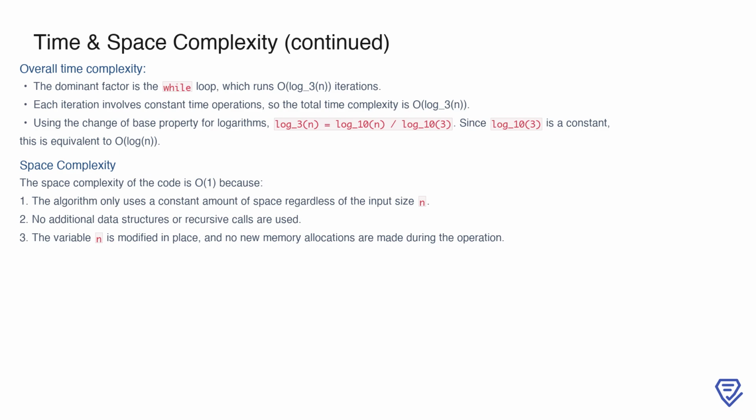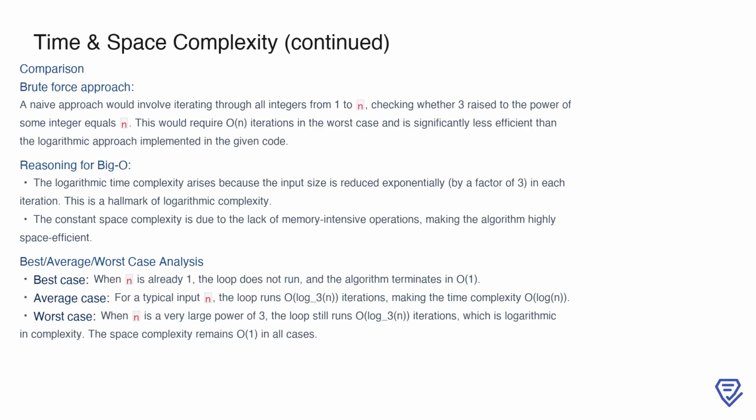and memory efficient. When comparing this algorithm to a brute force approach, we can see why it is significantly more efficient. A naive method might involve iterating through all integers up to n, checking whether 3 raised to the power of some integer equals n. This would require n iterations in the worst case, making it far less efficient than the logarithmic approach of the given algorithm. The logarithmic time complexity is achieved because the input is reduced exponentially by a factor of 3 on each iteration, which is a defining characteristic of logarithmic behavior.